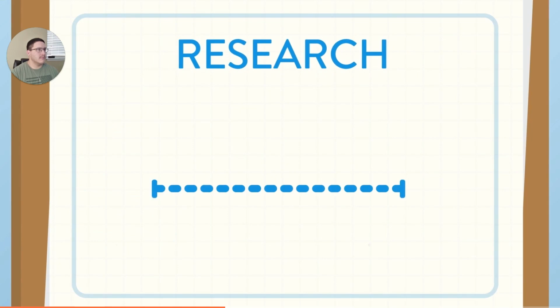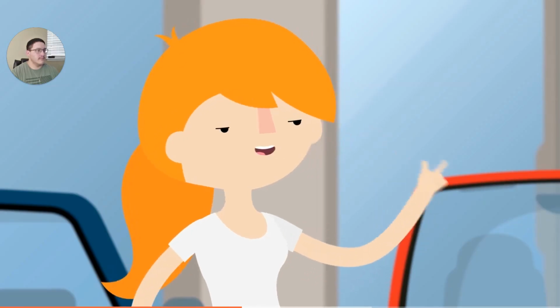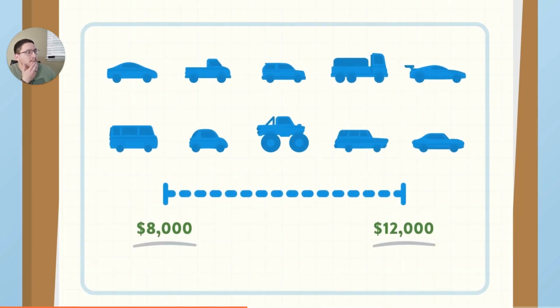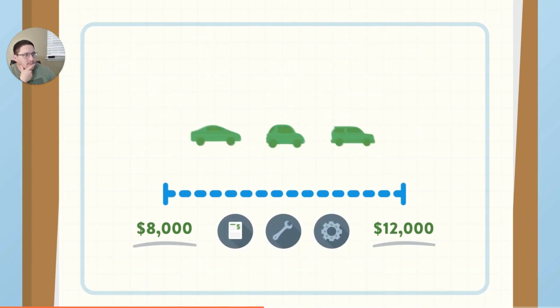Start off by setting a realistic price range. You don't want to get stuck making monthly payments you can't afford down the road. I see what you did there. Only look for makes and models that fit into your price range. Keep in mind the cost of insurance and repairs, as well as the features you actually need.